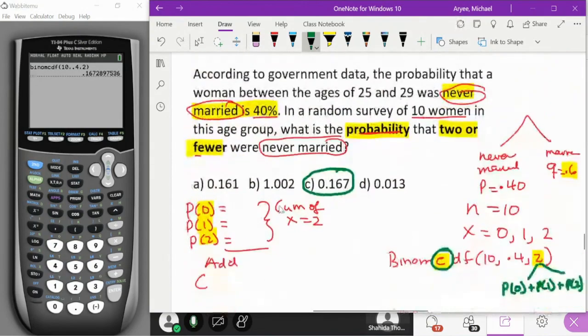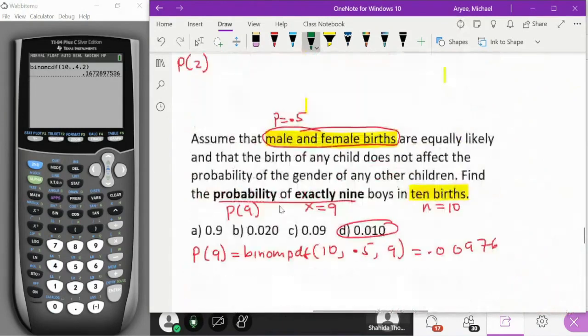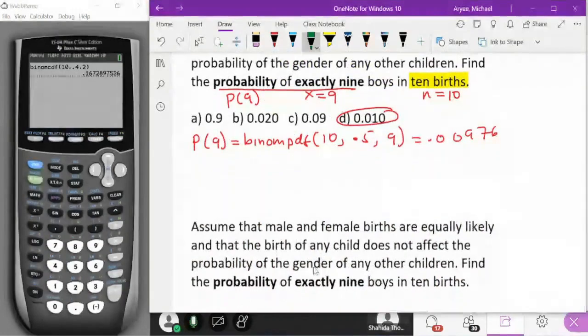Now, sometimes though, let me say this in general. All the questions can be answered with PDF, any question, right? So even if you are confused about CDF and you know how to do PDF, you should be able to answer any question. It just sometimes may take a little longer, that's all.